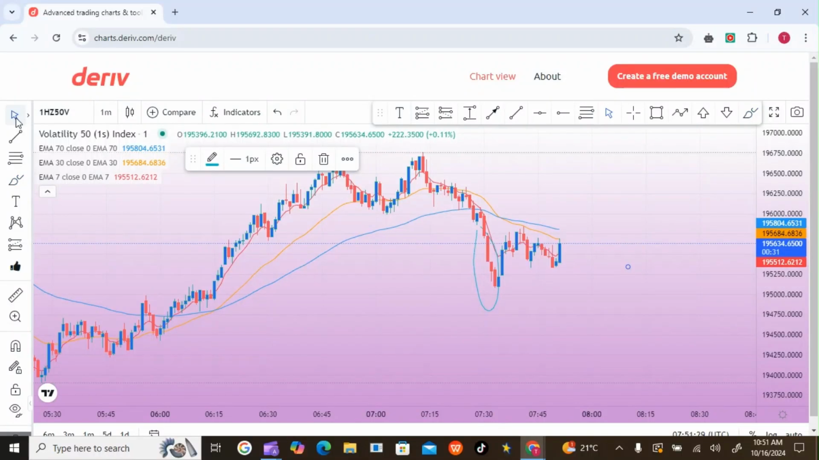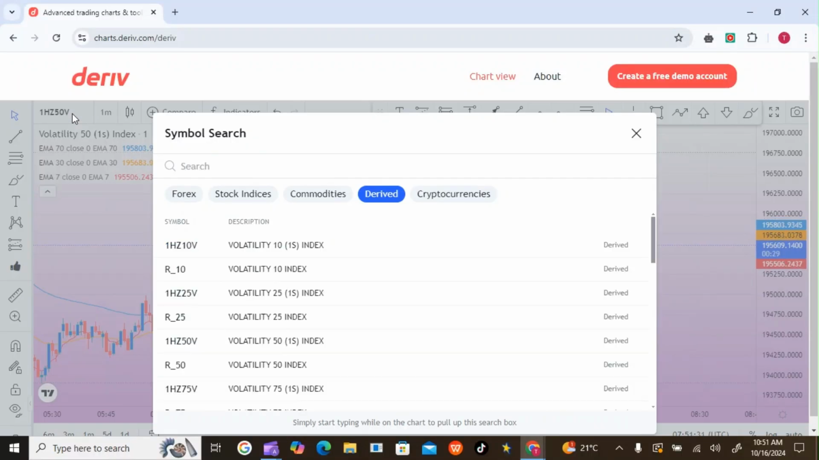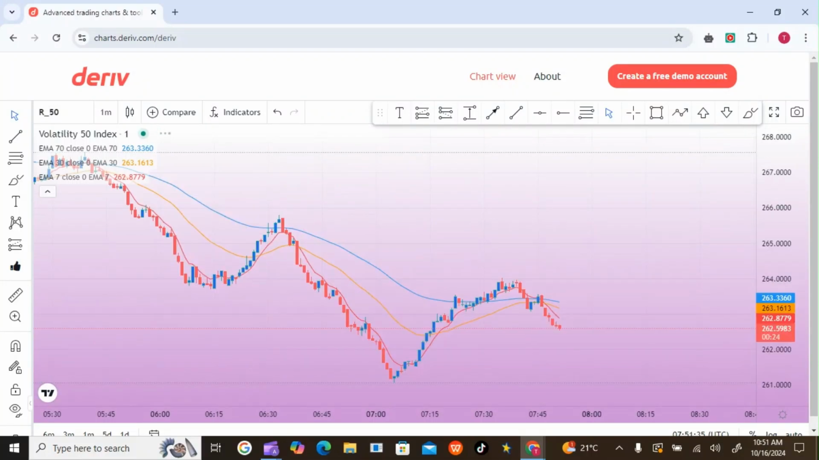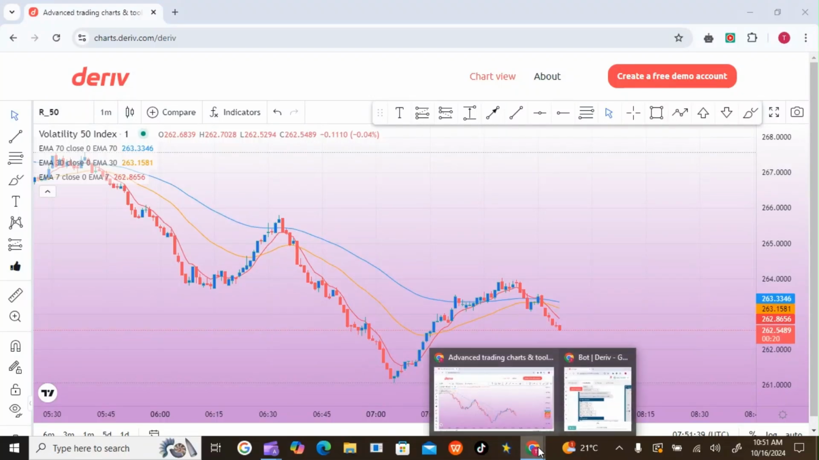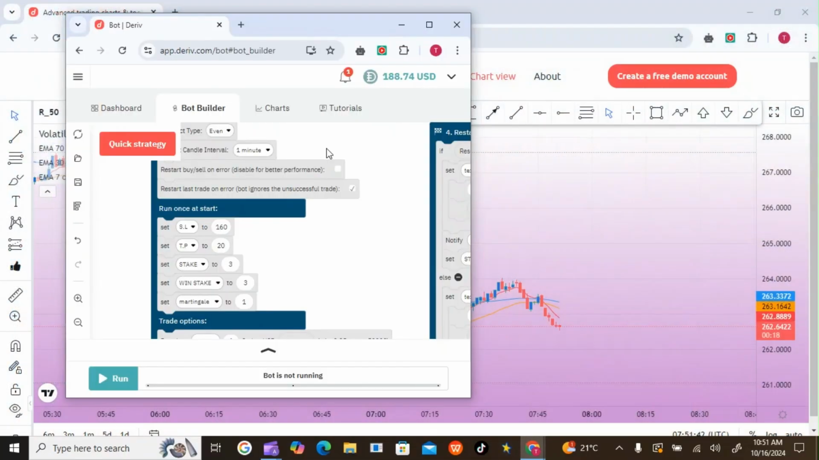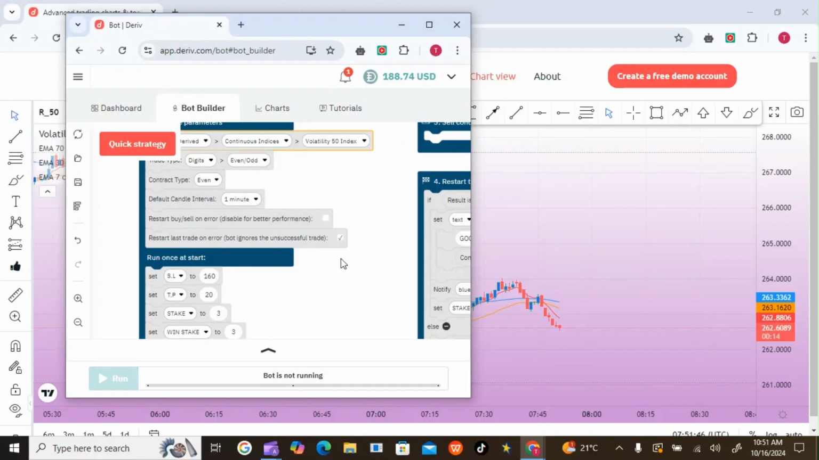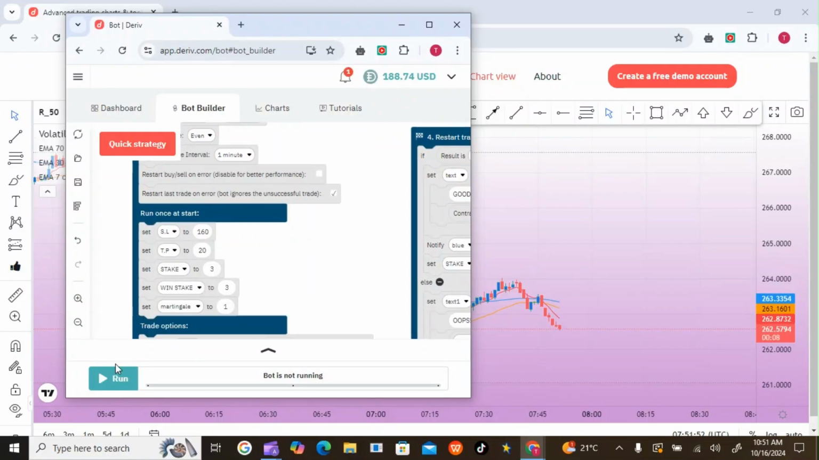So let's just check for another market. Volatility 50, let's see how it's behaving. Good, wow. So we can now try to scope this one. This is volatility 50, and then we trade odd, even, not odd, don't forget that. So we want the candlestick forming.